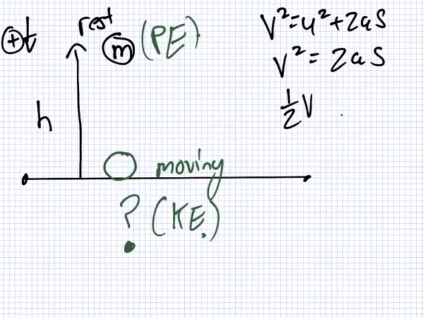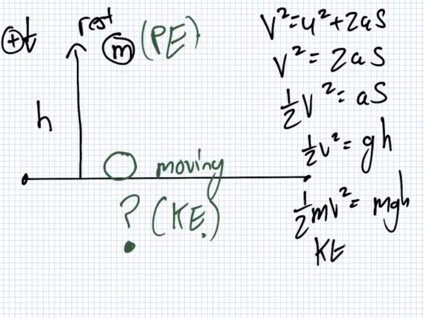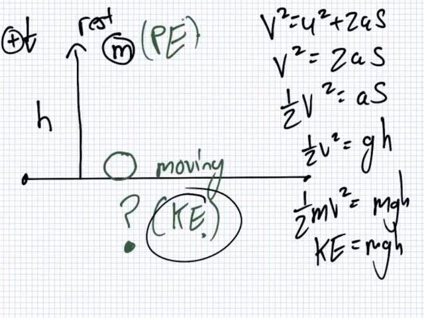Half v squared equals as. We know what the s is: s is the h. We actually know the a and the s. So the a is g and the s is h. I'll multiply both sides by m, so I get a half mv squared equals mgh. But this is kinetic energy, and this kinetic energy here equals this potential energy here, because this became that.